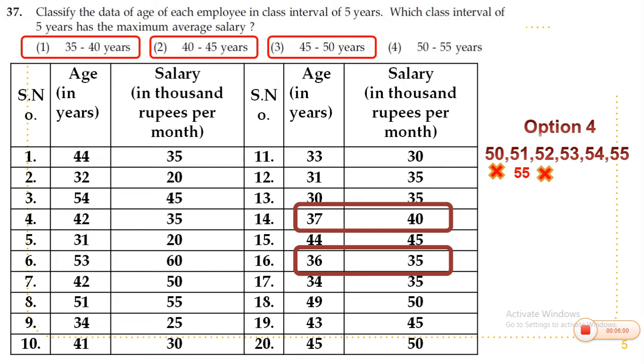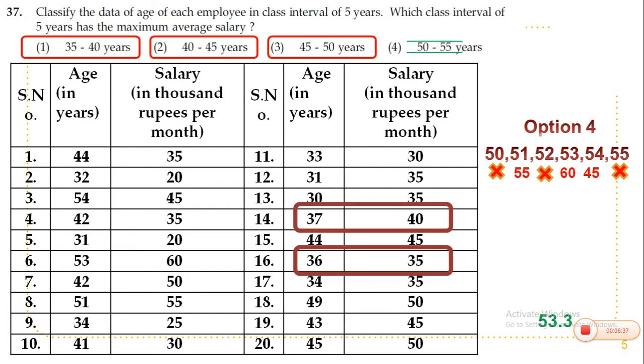And if you cross check 52, there is nobody. 53 is there with the salary of 60,000. 54 is present in this box with a salary of 45,000, and there is nobody with 55 years. So if we cross check option 4, that is from age 50 to 55, you find 3 persons with salary. So how can we find the average salary of 3 persons? Sum of the salaries divided by the number of people. So 50 plus 55 plus 60 plus 45 divided by 3. If you divide by 3, you are getting 53.3.